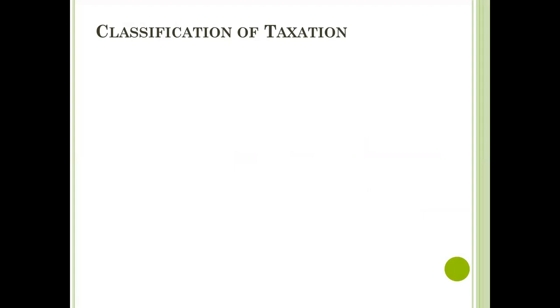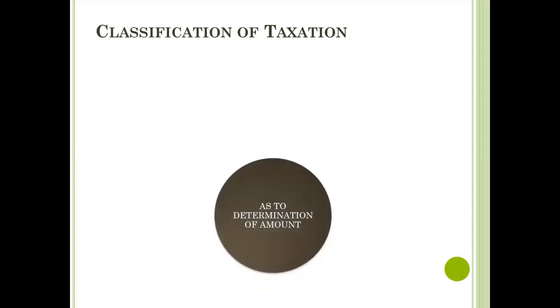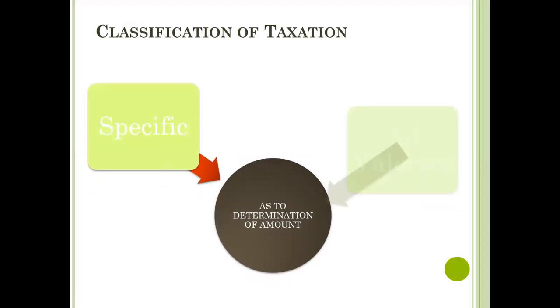Another classification of tax is as to determination of amount. For this one, we have the specific tax and ad valorem. For specific tax, tax of a fixed amount imposed by the head or number or by some standard of weight or measurement, and it requires no assessment other than a listing or classification of the objects to be taxed. So examples of this one are cigarettes or distilled spirits or yung mga alcoholic products.